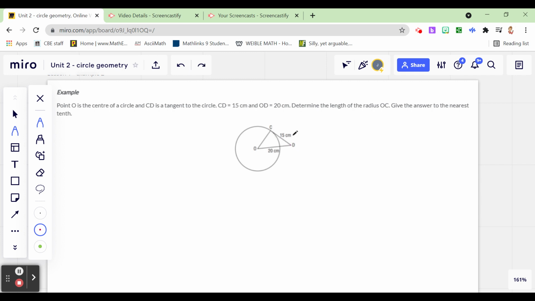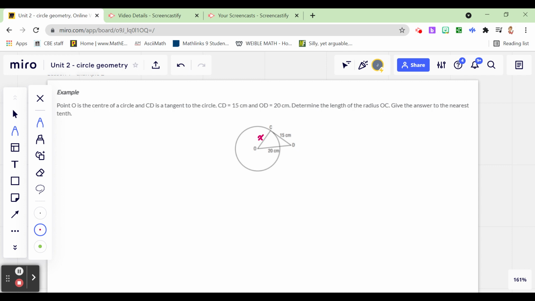We know that CD is 15 centimeters as it's labeled, and OD, which is this line here, is 20 centimeters. Determine the length of the radius. OC, radius is always the line from the center of the circle to the outer edge of the circle. Okay, so there's my radius there, and that's what we're trying to figure out. So I'm going to label that X.